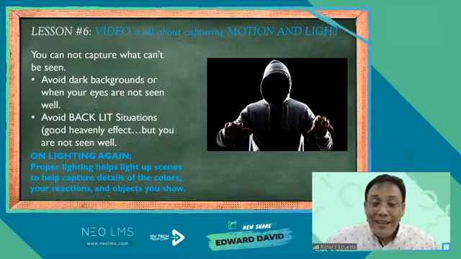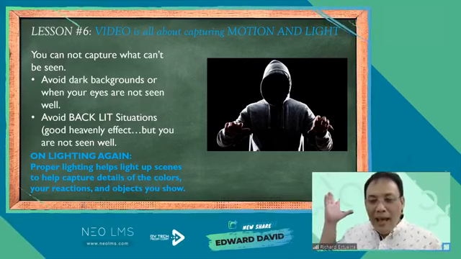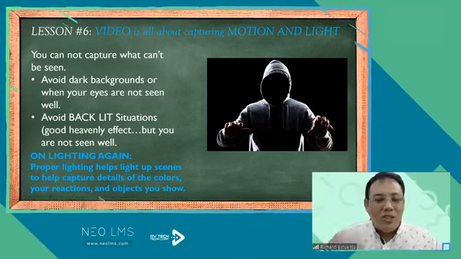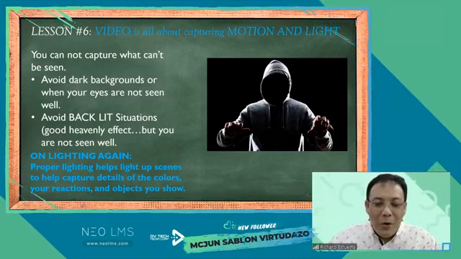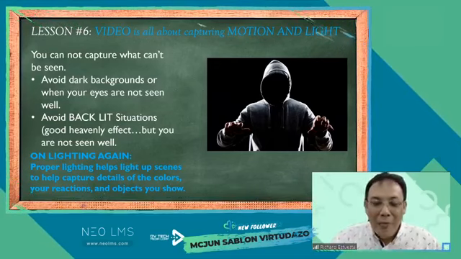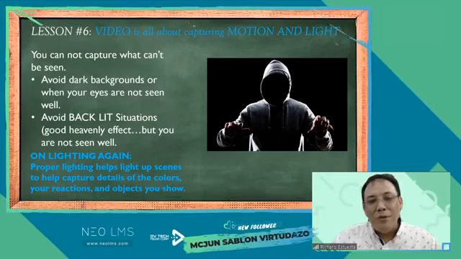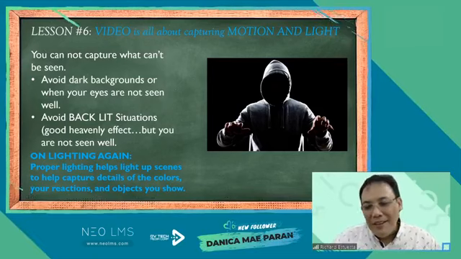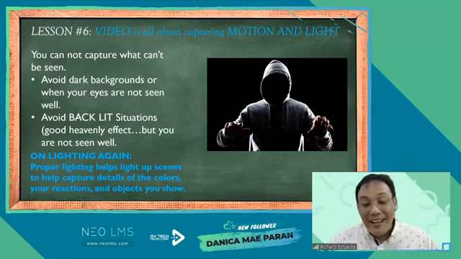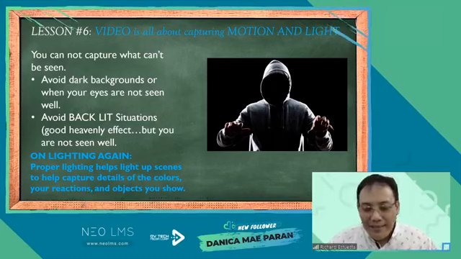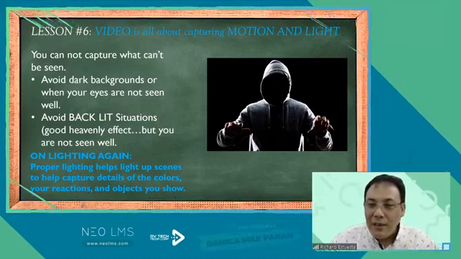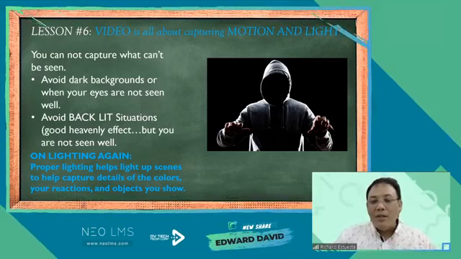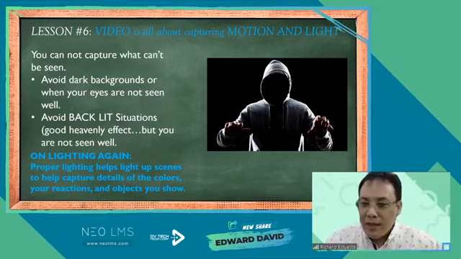Try to avoid also backlit situations wherein there's a window at your back, and suddenly the light is just so bright that you're actually just a shadow being seen, a silhouette. So again, these are things that you need to be aware of. It may look nice on photo, or if you're on vacation, but delivering a class as a silhouette is something quite scary actually. And I'm sure it would be difficult for your audience to be engaged, especially if what they see is a shadow. So proper lighting definitely would be very helpful to capture the details and the colors, your reactions, and the objects that you get to show.